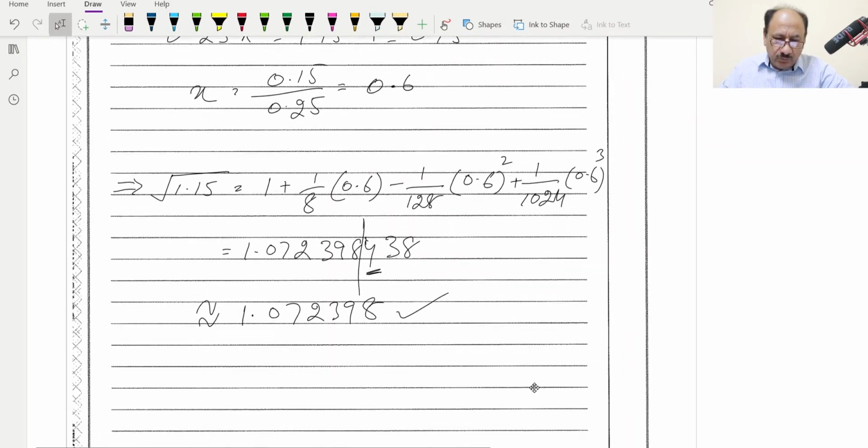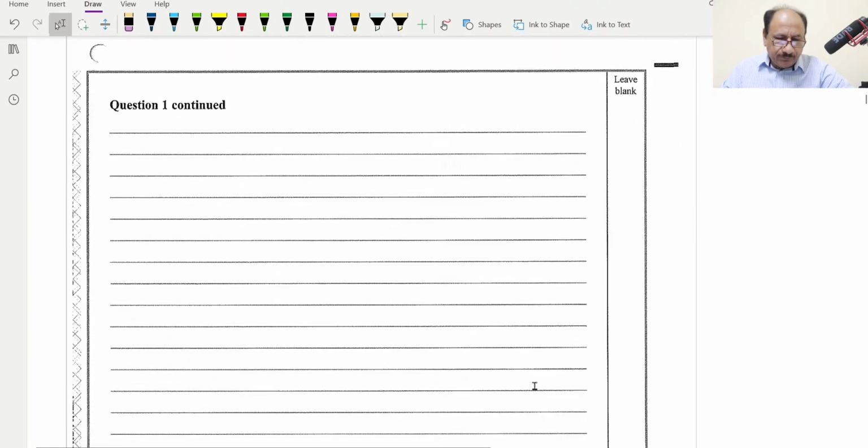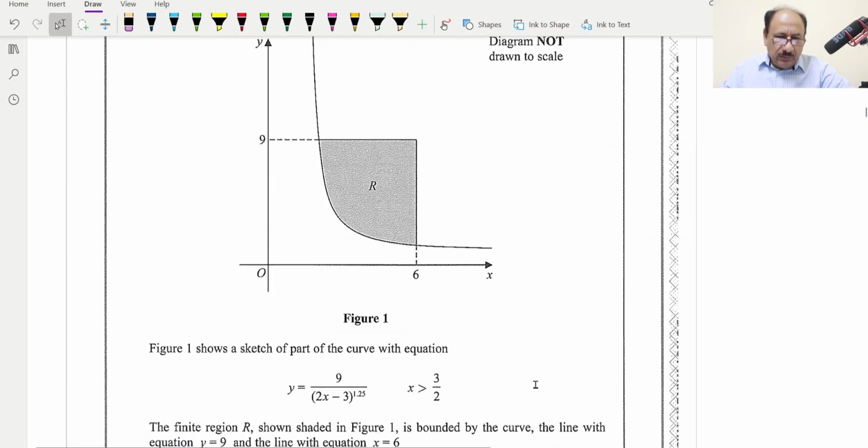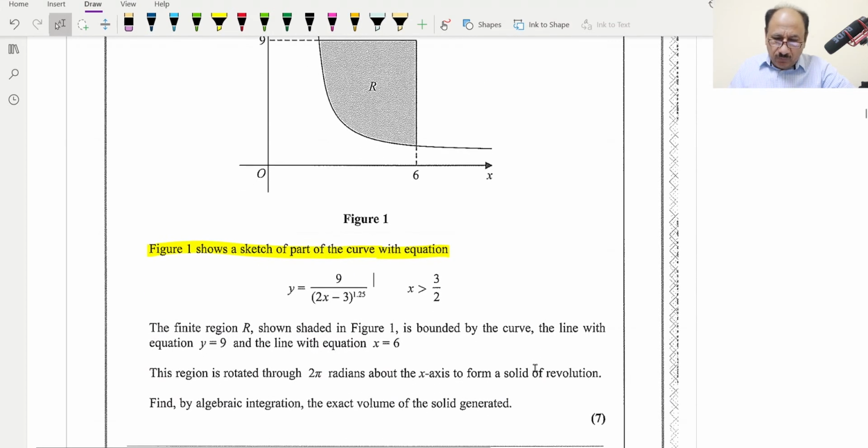Now we can move to question number 2. Question number 2 says, this one, a graph is provided, and this diagram is drawn not to scale, and figure 1 shows a sketch of part of the curve with equation, and the equation of the curve is provided. The equation of the curve is this one, and x is greater than 3 by 2.